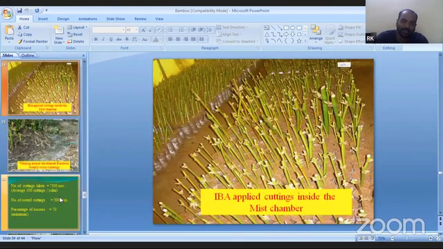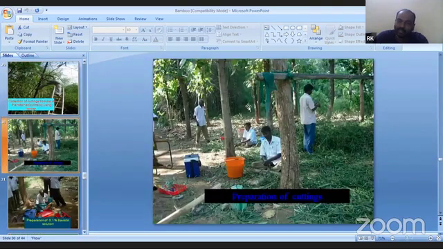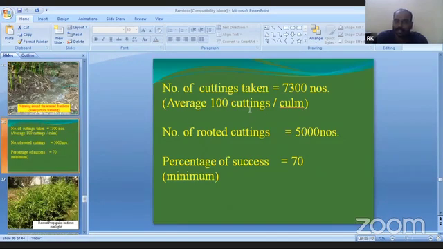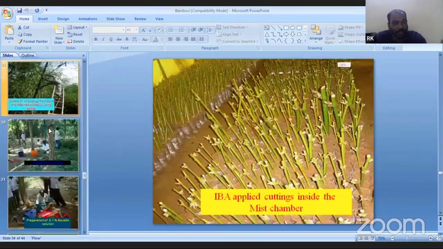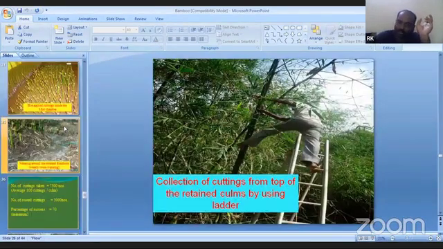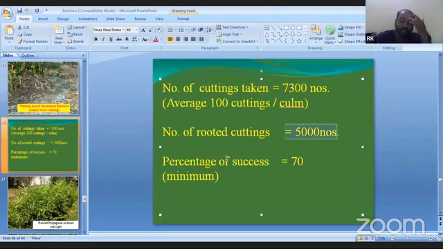Then my result: the number of cuttings taken is 7,300, an average of 100 cuttings per culm. Number of rooted cuttings is 5,000. I prepared 7,300, planted 7,300, and the result is 5,000 numbers. Percentage of success is 70%.